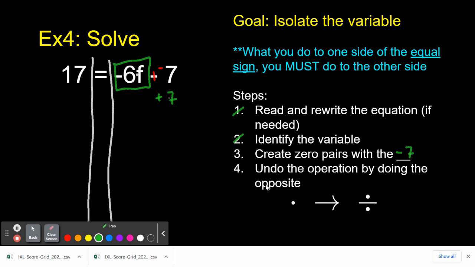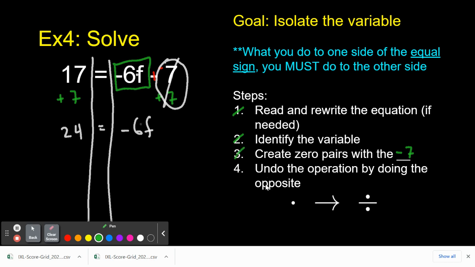If we add positive 7 to the right side, we're going to add positive 7 to the left side as well. 17 plus 7 is 24. And on this side here, remember, these two take each other out. They make 0 pairs, and they make a 0, and we're left with just the negative 6f on the right side.